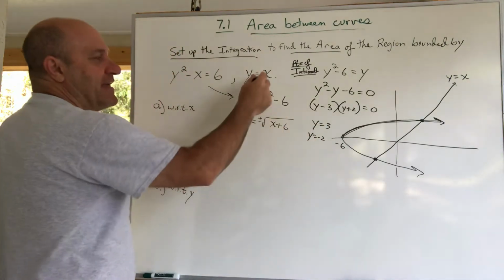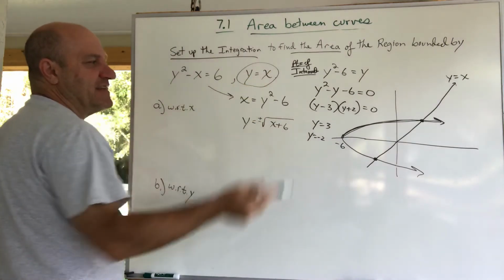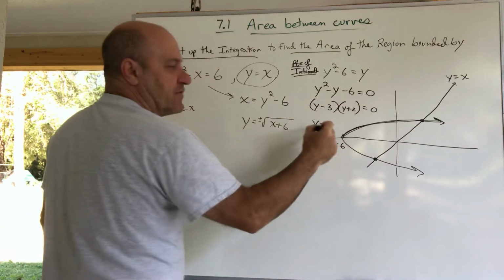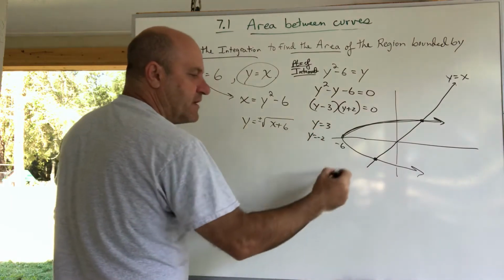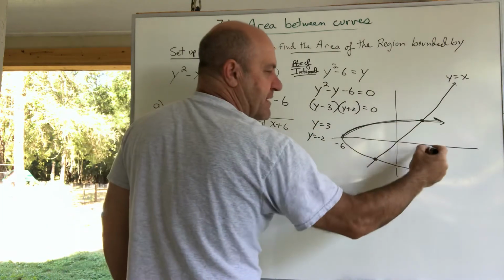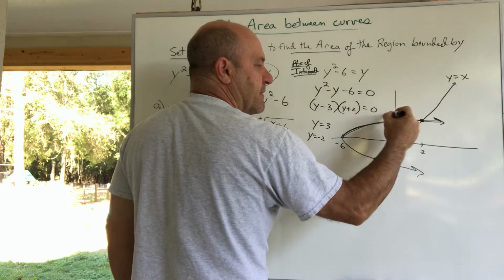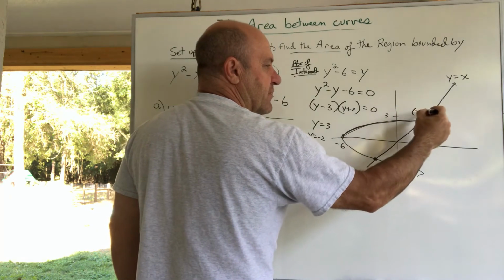I can plug them back in to get the x values. Remember, this is an easy equation, this line here. When y equals 3, x equals 3. So that's the point 3, 3. That must be this point right here. When x equals 3, y equals 3. That's the point 3, 3.